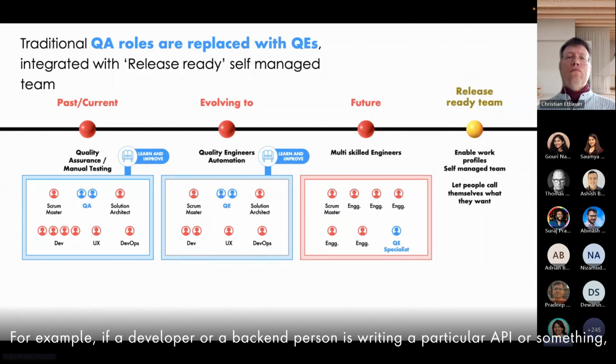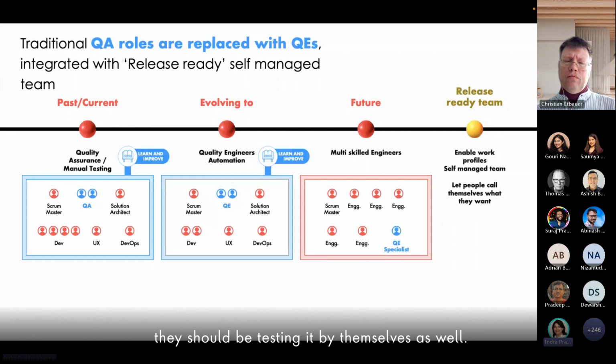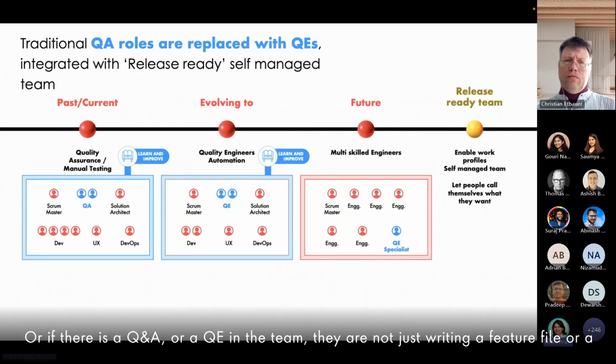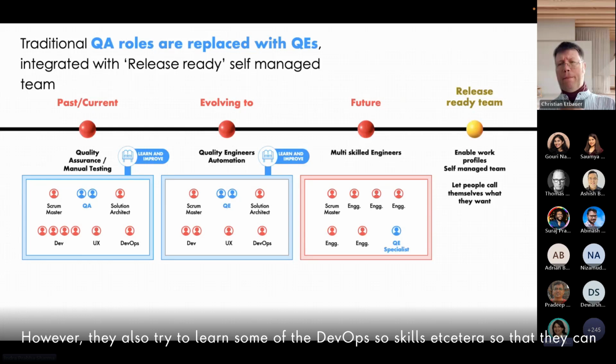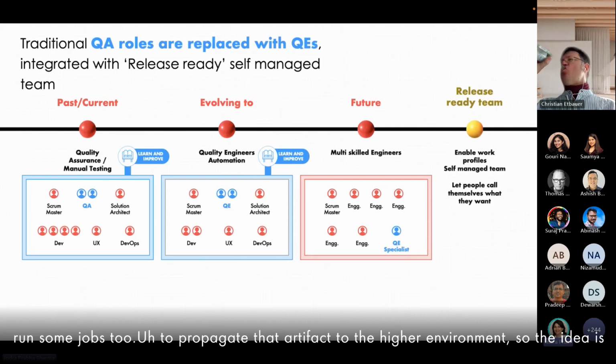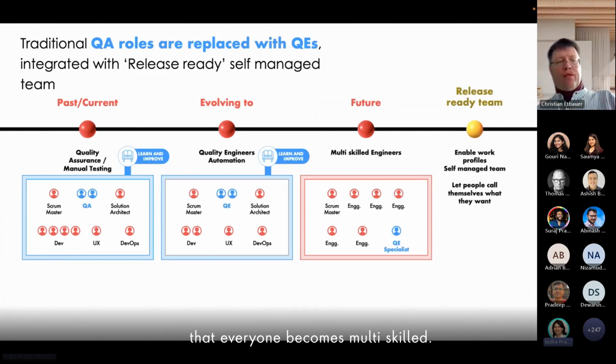For example, if a developer or a backend person is writing a particular API, they should be testing it by themselves as well. Or if there is a QA or a QE in the team, they are not just writing a feature file or a BDD or any methodology they choose. They also try to learn some DevOps skills so that they can run some jobs to propagate that artifact to the higher environment. So the idea is that everyone becomes multi-skilled.